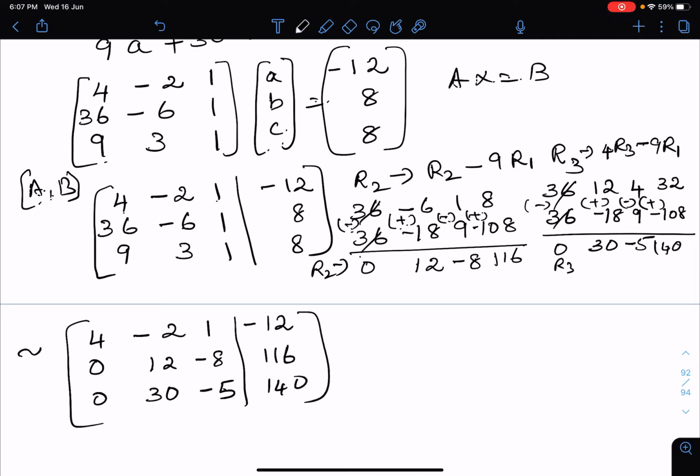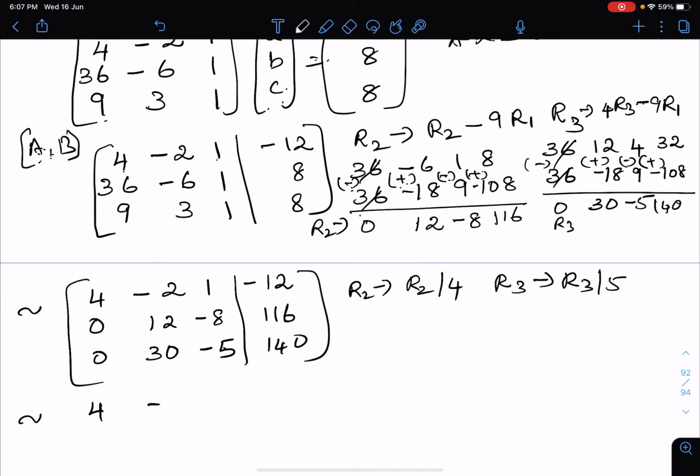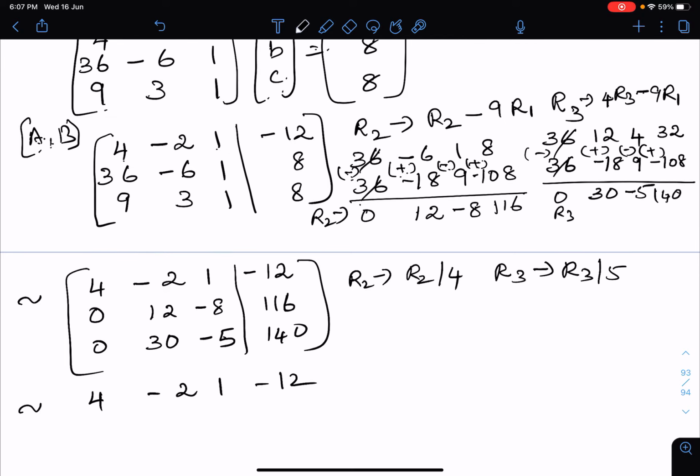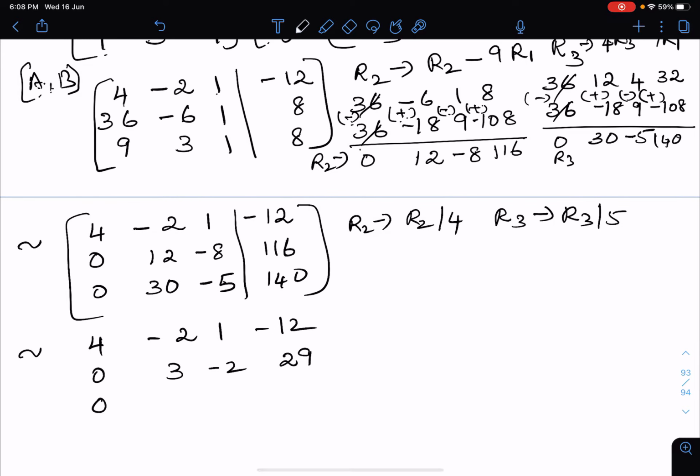So what is common in R2 and R3? In R2 4 is common, so divide by 4, and in R3 what is common? 5, you can divide it by 5. So you are going to get the answers as again equivalent. 4 minus 2, 1 minus 12, and R2 after dividing by 4, 0, 3 minus 2, and the last one is going to be 29. And our R3 similarly dividing by 5, you will get it as 0, 6 minus 1, and here it is going to be 28. Okay, 28. So draw the line.